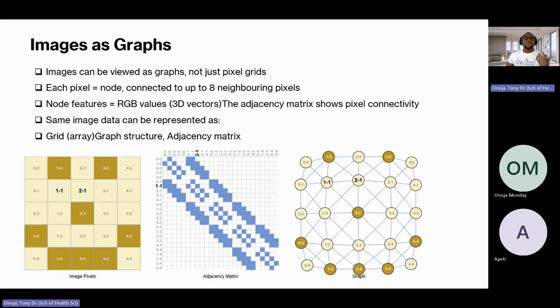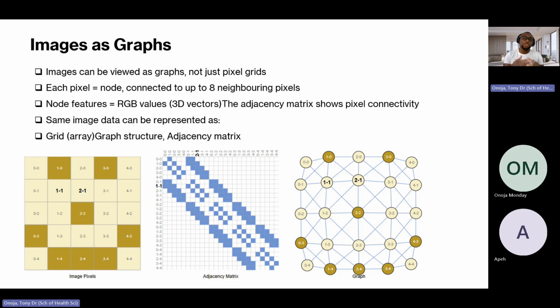Now, we can see graphs as images. Yes, we can view images as graphs, not just pixels. Remember I told you guys when we were looking at GNNs that they work with images.